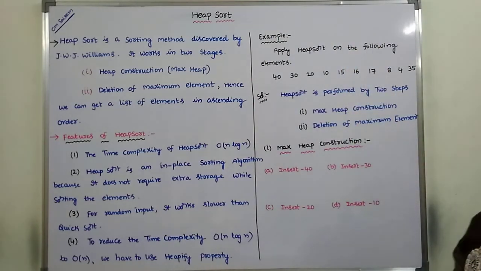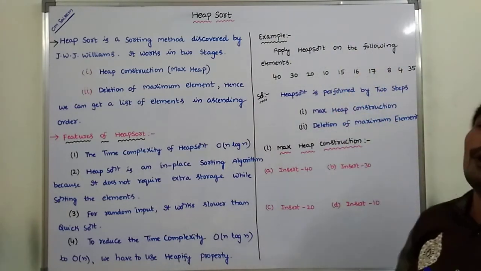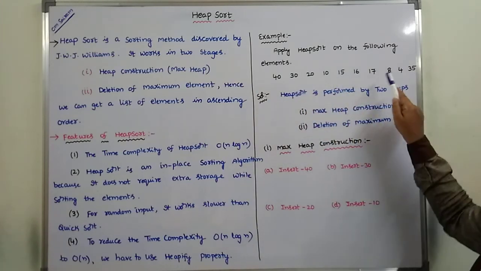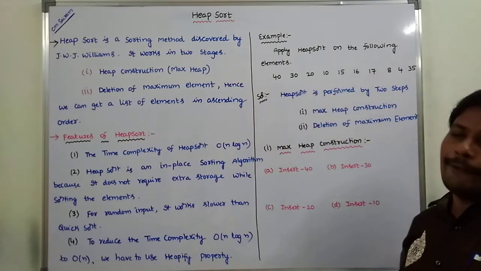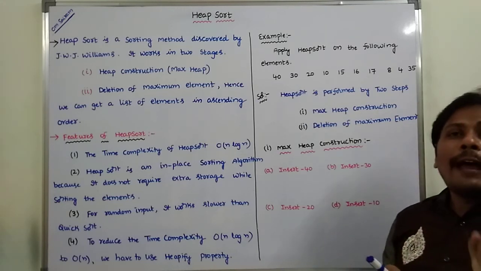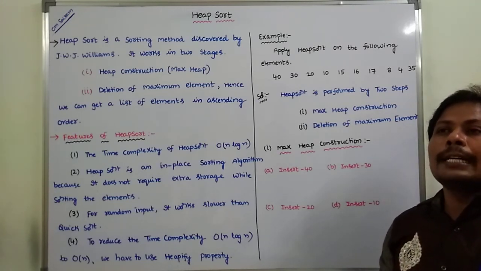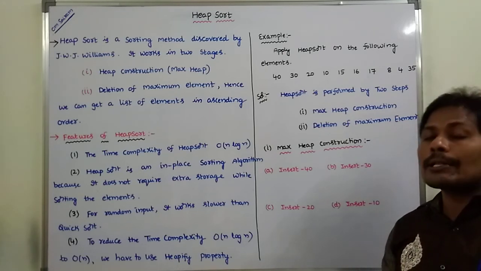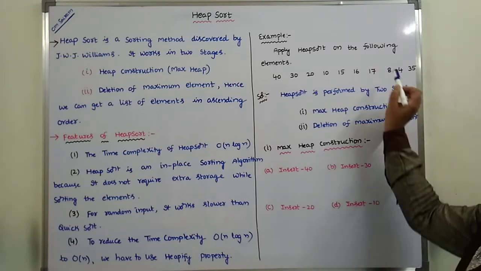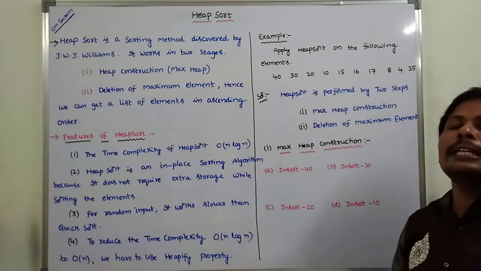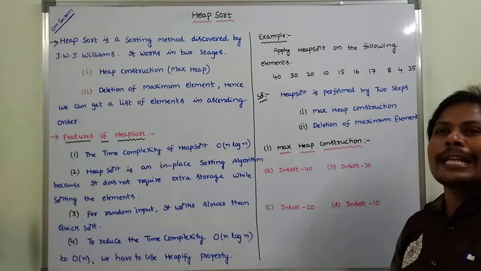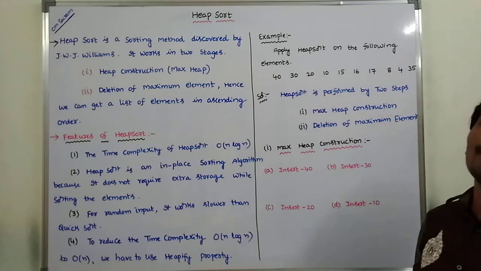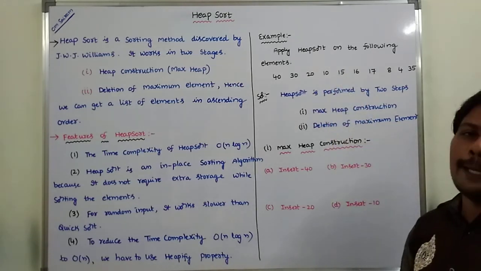An example: apply the heap sort on the following elements, that is 40, 30, 20, 10, 15, 16, 17, 8, 4, 35. While performing the heap sort, it mainly consists of two phases. First one is constructing the maximum heap using these elements, and the second one is deletion of maximum element from the root. These are the two steps we have to follow for performing the heap sort.